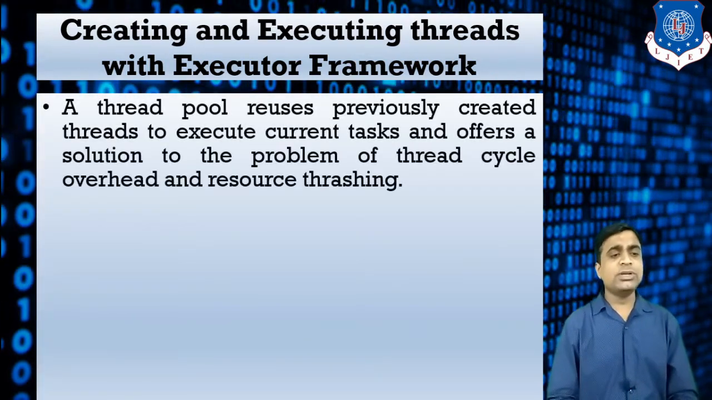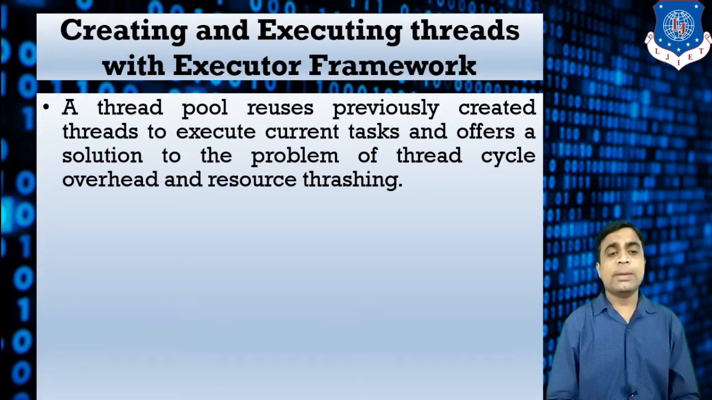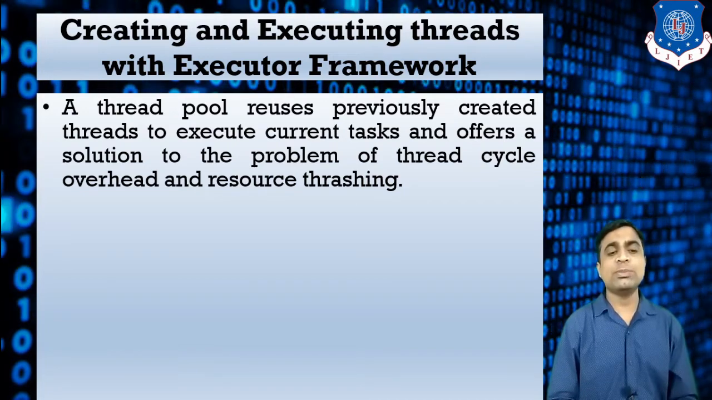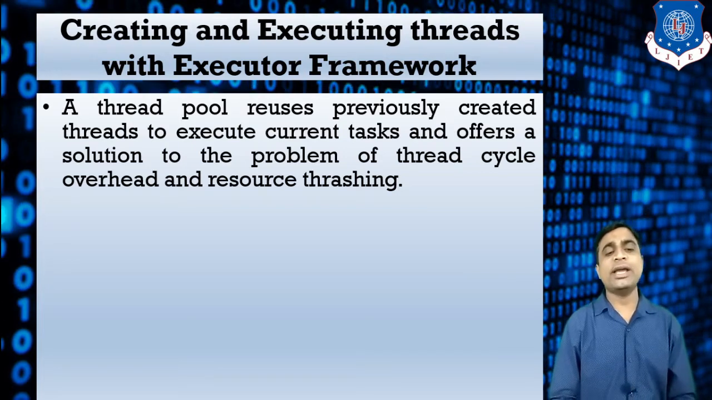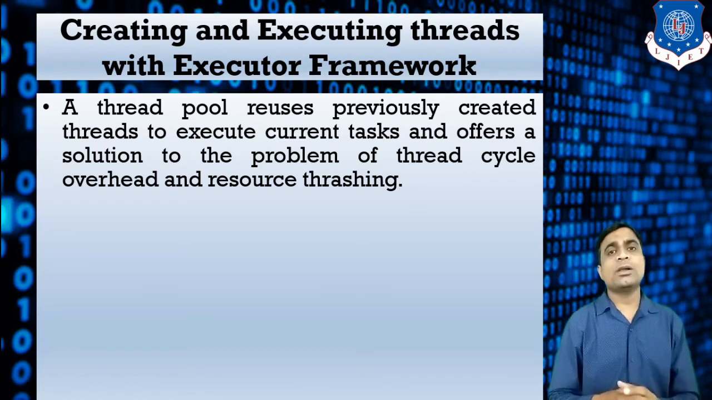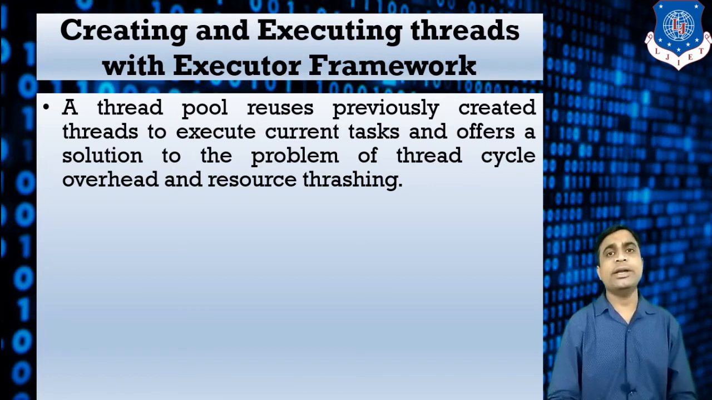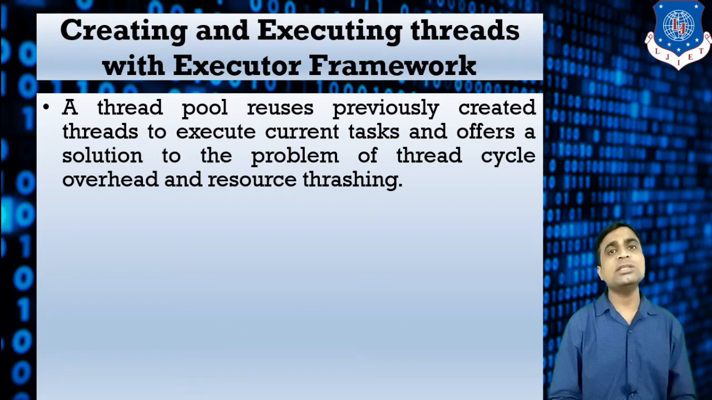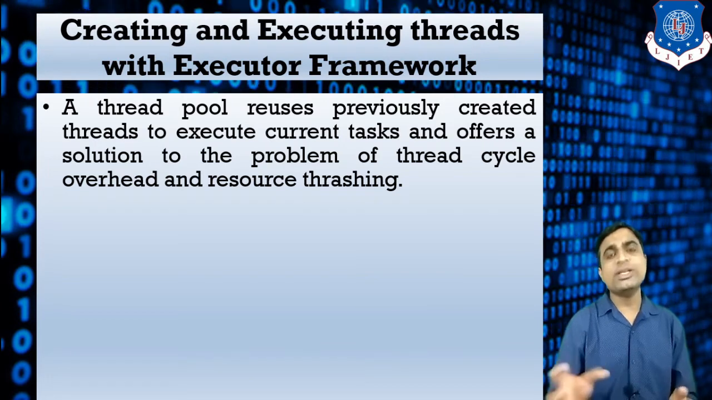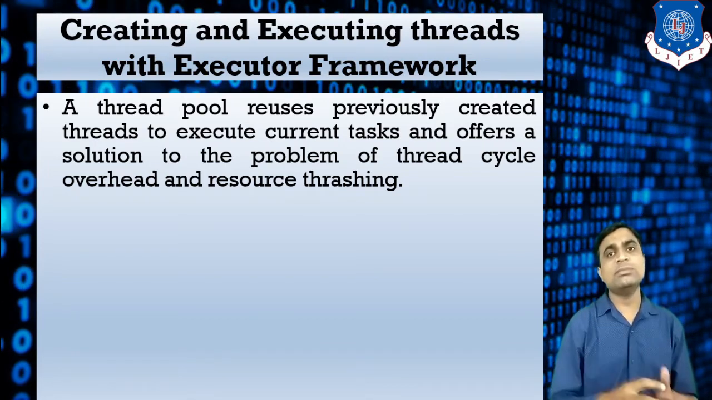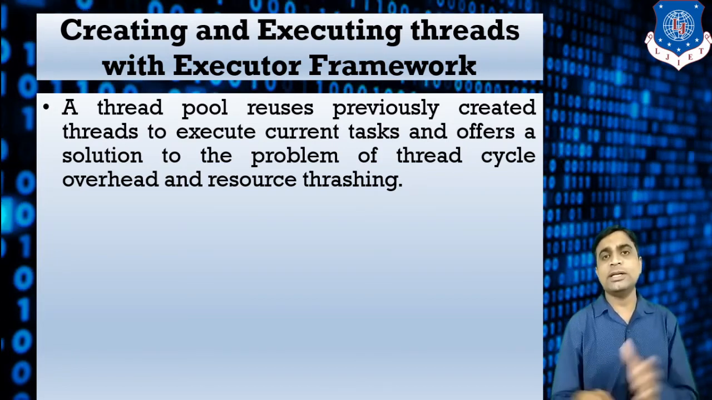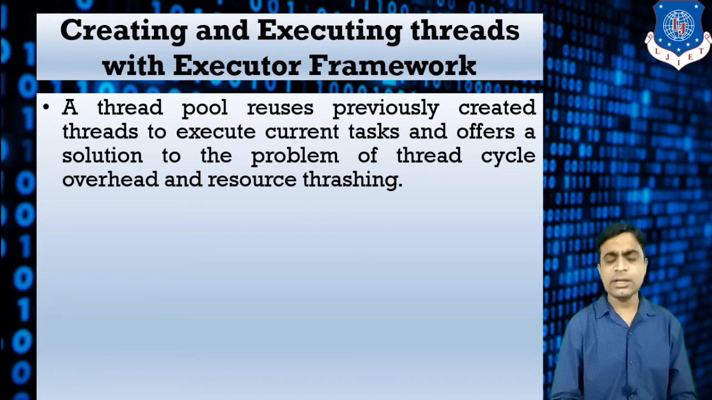So the Executor Framework, a thread pool, reuses previously created threads to execute the current task and offers a solution to the problem of thread life cycle overhead and resource thrashing that I already told you about. This will help us solve the problem of overhead and resource thrashing. What is resource thrashing? Suppose 100 threads are executing in parallel, so we require that much resource, and if some threads are accessing that resource and another thread is waiting on that particular thread, that will create a problem.